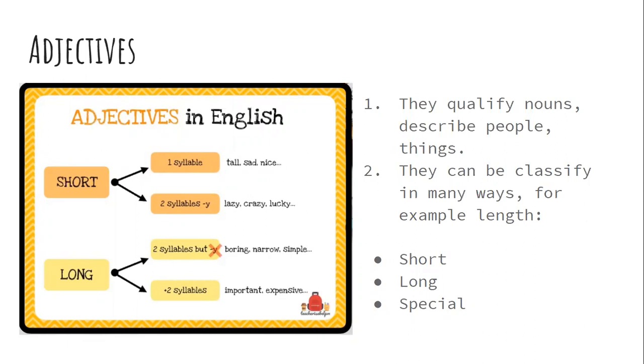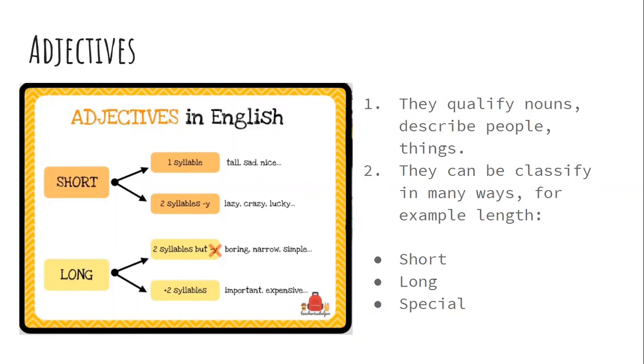Number two, also, you know that we can classify adjectives in many ways. We can classify them, for example, adjectives of appearance, adjectives of length, adjectives of size, adjectives of color. But in this case, we are going to classify adjectives by the length. Length means longitude. So we're going to be classifying or separating adjectives into three different categories.